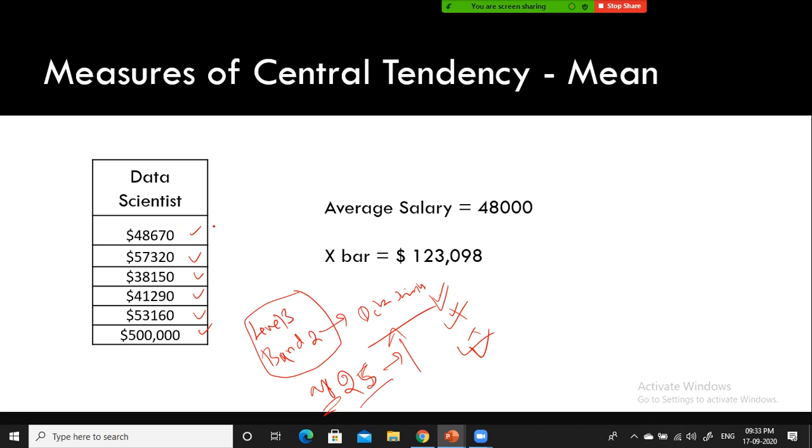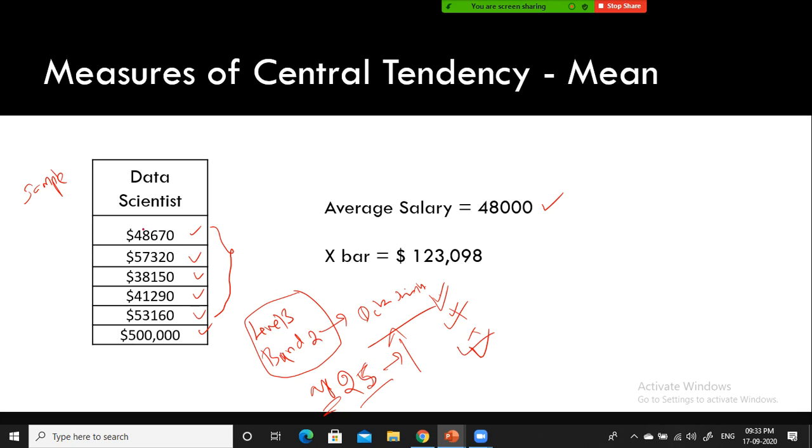When you take the average, forget about the last one. When you take the average, you will get 48,000. In statistics, this is called a sample. In a sample, we did not take the entire organization's data scientist salary. We just took only these 6 data scientists, because in our example, these 6 fall in the level 3 band 2. That sample data we took.